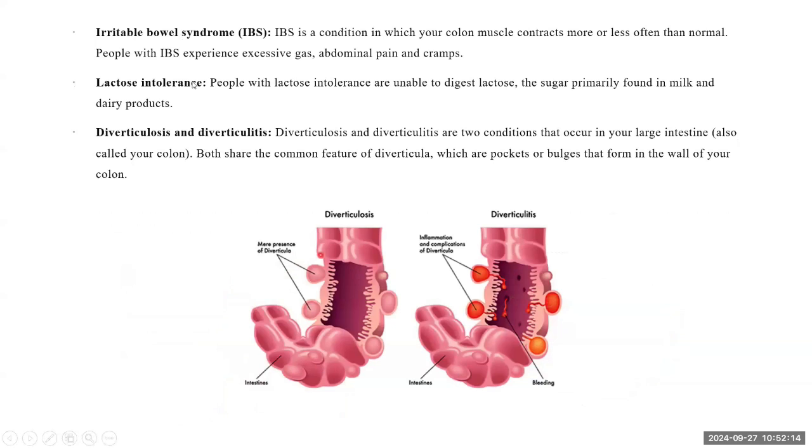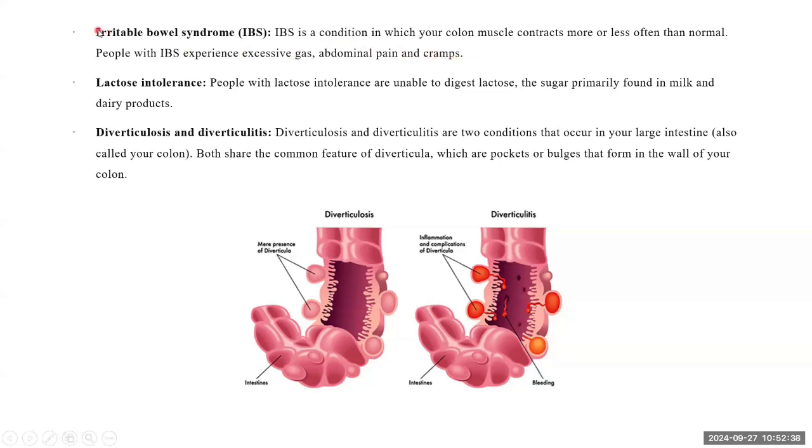Next is irritable bowel syndrome. IBS is a condition in which the colon muscle contracts more or less often than normal. Basically, it's a sort of irritative situation in which our gut gets irritated. Sometimes it can be manifested as excessive gas, bloating, abdominal pain, and cramps.